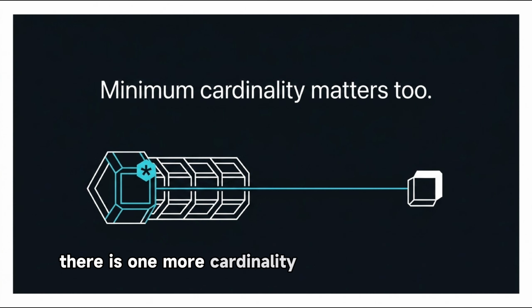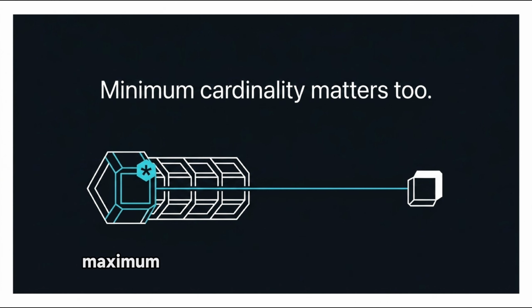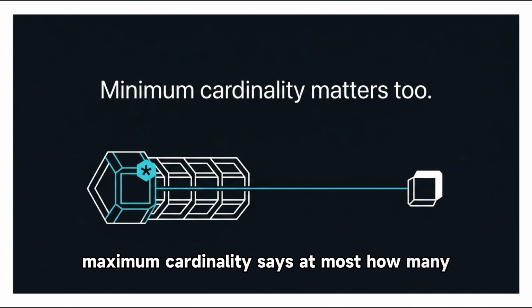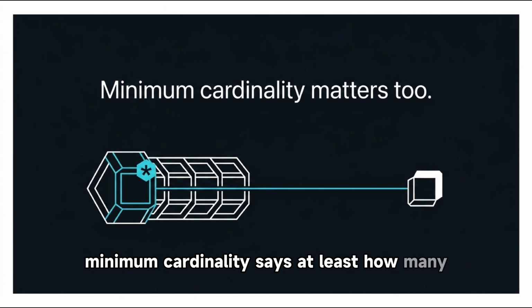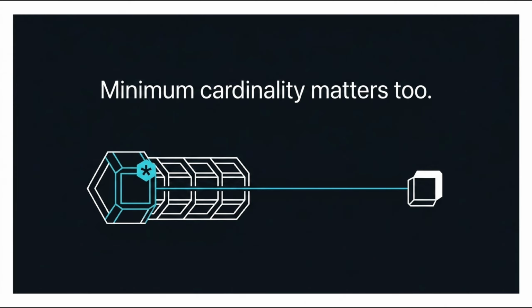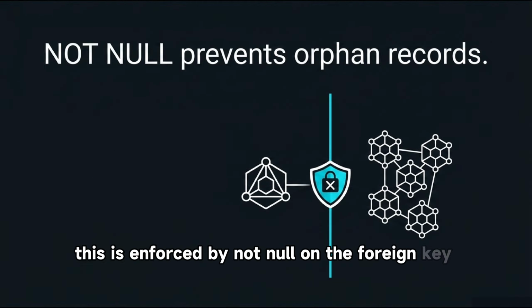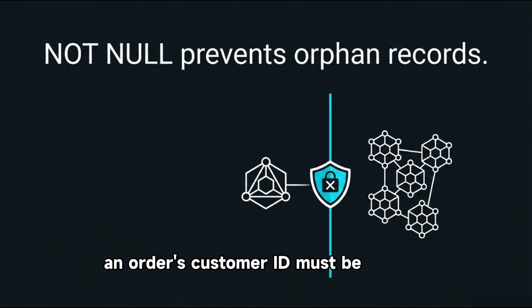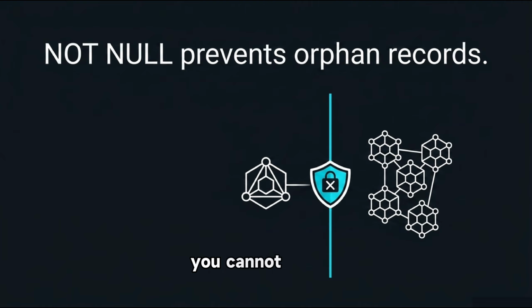There is one more cardinality rule that most teams never think to enforce: the minimum cardinality. Maximum cardinality says, at most how many? One order, at most one customer, enforced by foreign key and unique. Minimum cardinality says, at least how many? Can an order exist with 0 customers, with no customer ID at all? The answer is almost certainly no. An order without a customer is not a valid order. This is enforced by NOT NULL on the foreign key column. An order's customer ID must be NOT NULL, meaning every order must reference a customer. The minimum is 1, you cannot have 0.